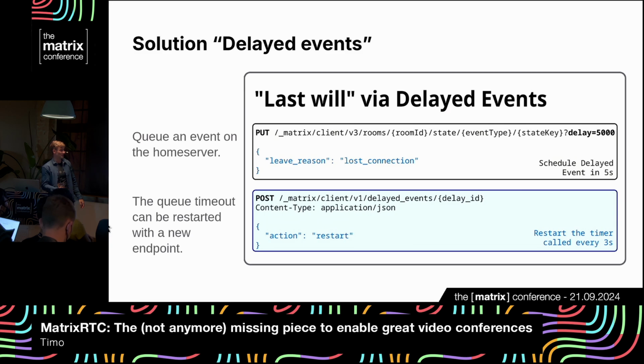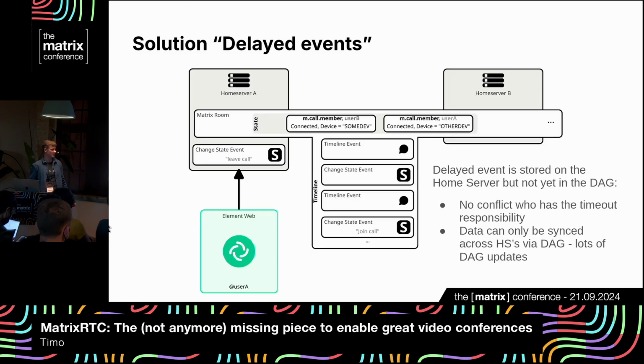And the cool thing now is that if you send such an event, you get a delay ID from the home server, and you can use a new endpoint to restart this delay. So basically the 5-second scheduling could be restarted multiple times, and then the event isn't sent in 5 seconds, but in 10, 15, 20, 40 seconds, until the client stops sending this refresh. And that's basically a normal heartbeat mechanism.